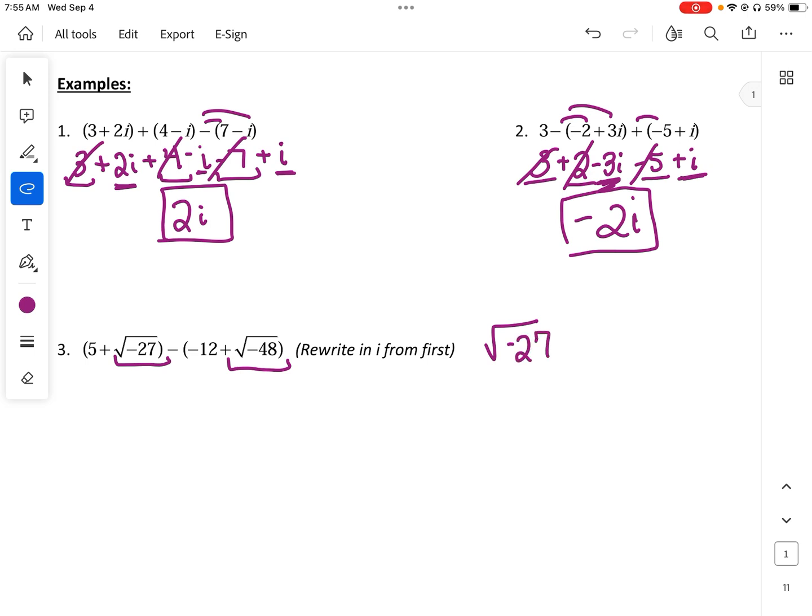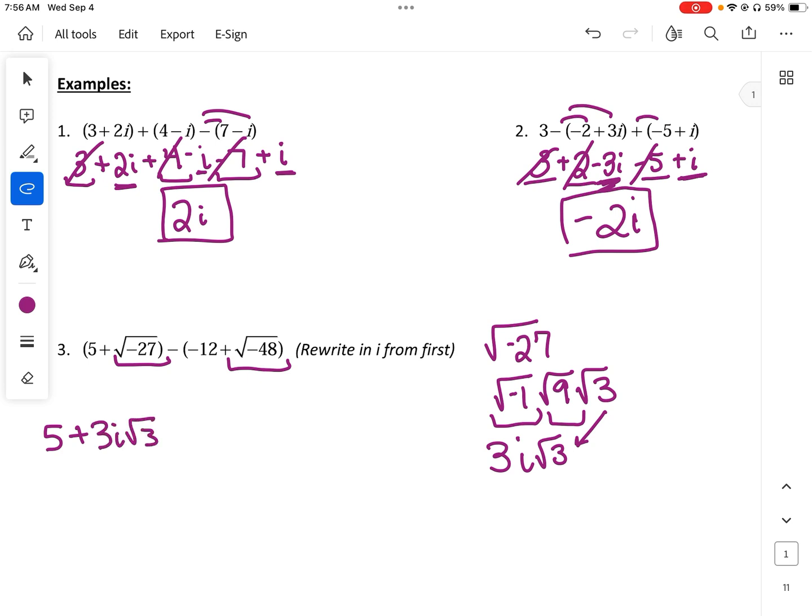You want to find the perfect square that is a multiple or a divisor of 27. I'm going to go ahead and take out negative 1. And I know 9 times 3 is 27, so it's going to be negative 1 times 9 times 3. So I can bring out this, and that's i. I can bring out this, that's 3. And then this is just brought down. So I now have 5 plus 3i square root of 3.